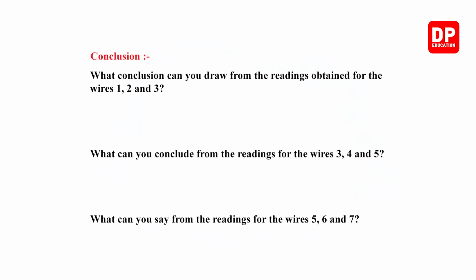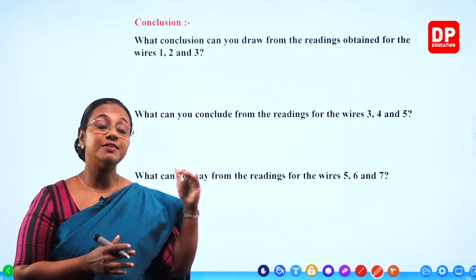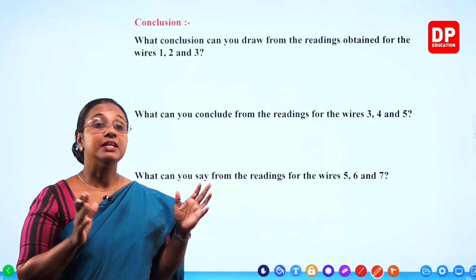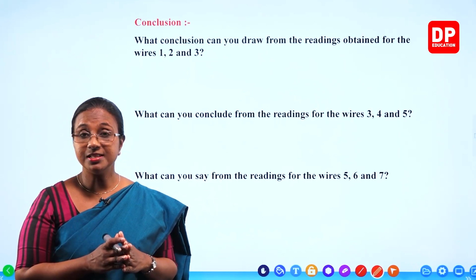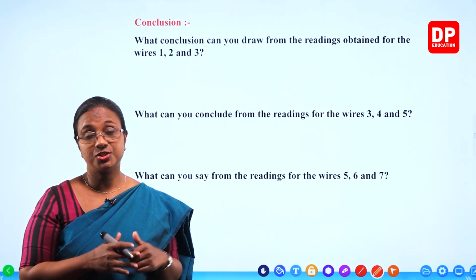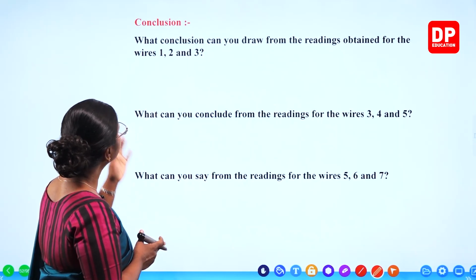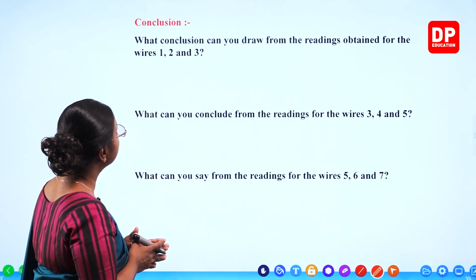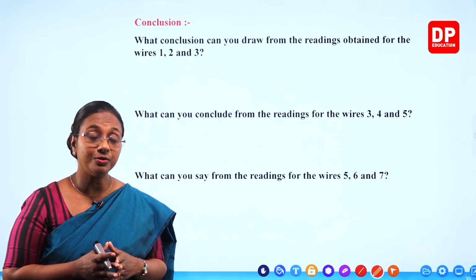So the conclusion. From the observations, you all were able to understand how the three factors affected the resistance of the conductor. You can remember, students, the first three conductors were nichrome wires of the same length. But what was the difference? The area of the cross-section, or the cross-sectional area. So here the question is, what conclusion can you draw from the readings obtained for the wires 1, 2 and 3?